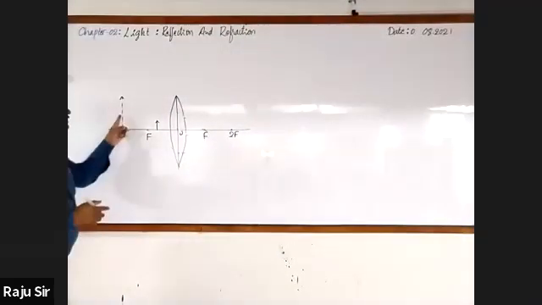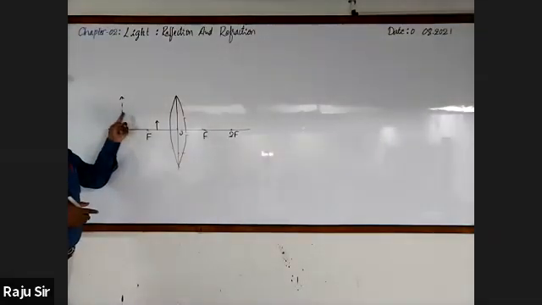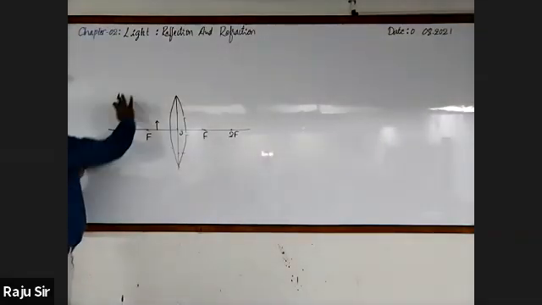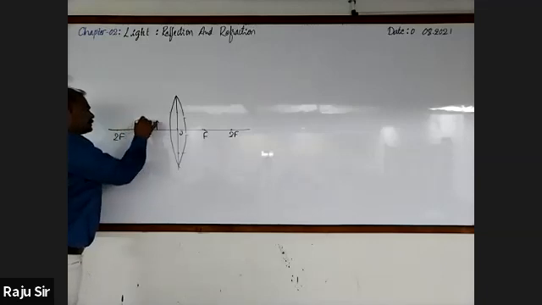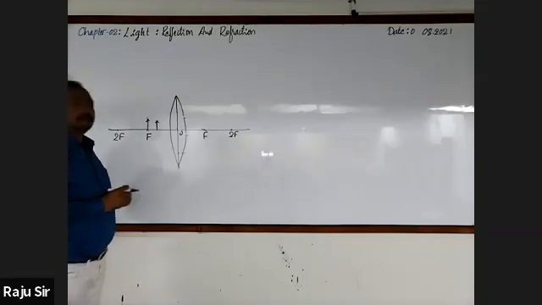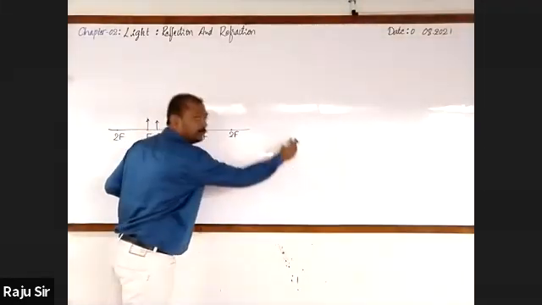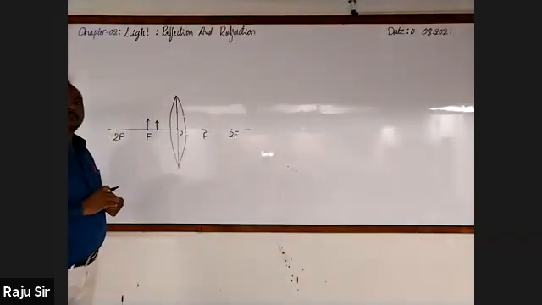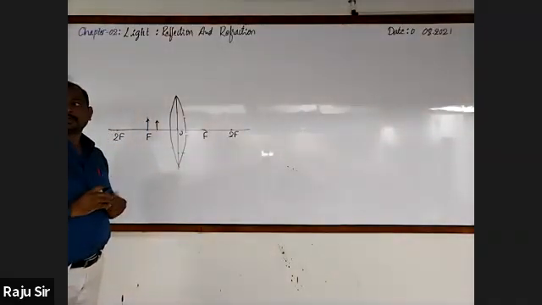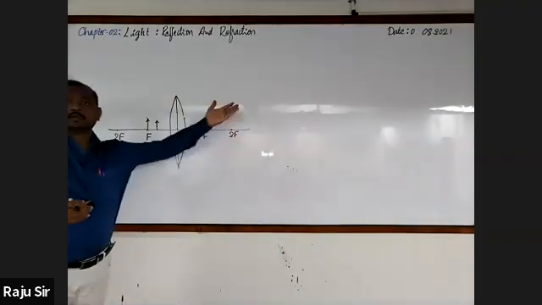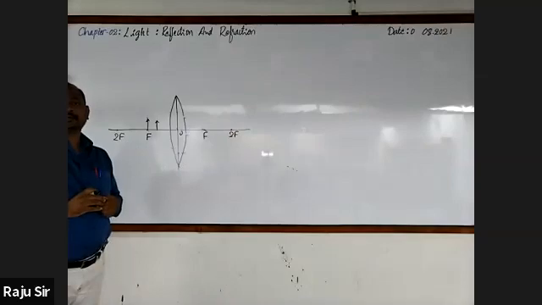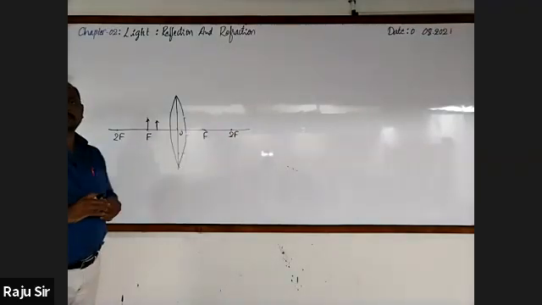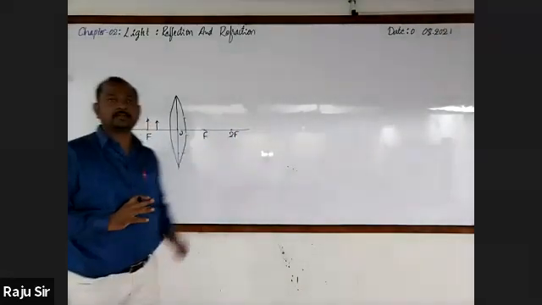Nature of the image is virtual and direct. Size is magnified. Then, when the object is placed at F, where is the image formed? At infinity. Image is formed at infinity on the other side of the lens. What is the nature of the image? Real and inverted. Size, highly magnified. Position, as you said, it is at infinity on the other side of the lens.